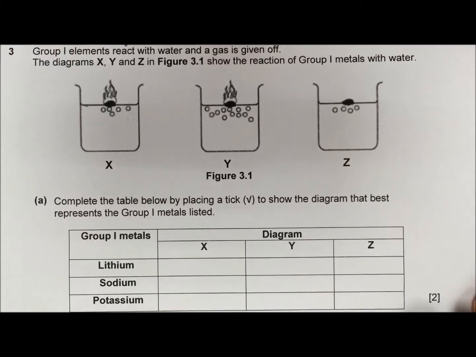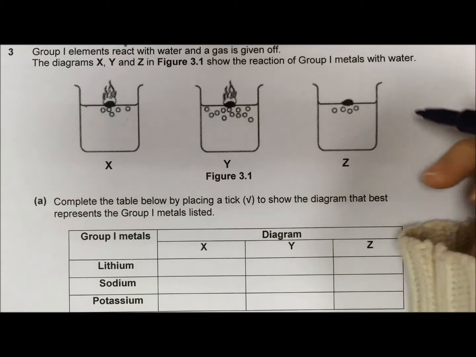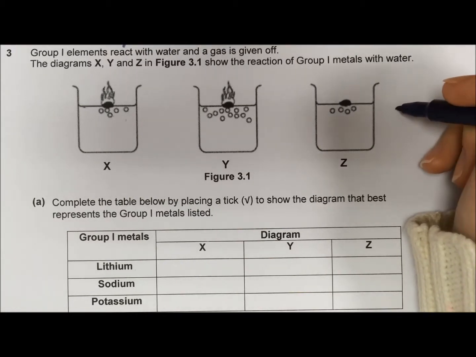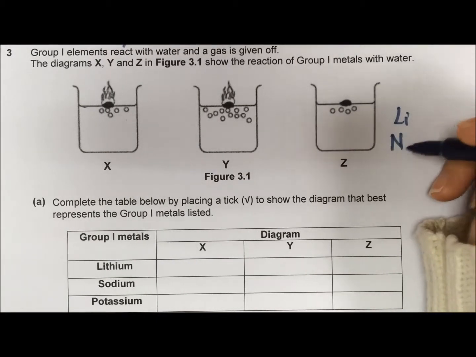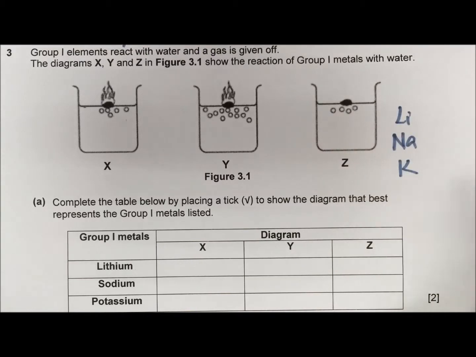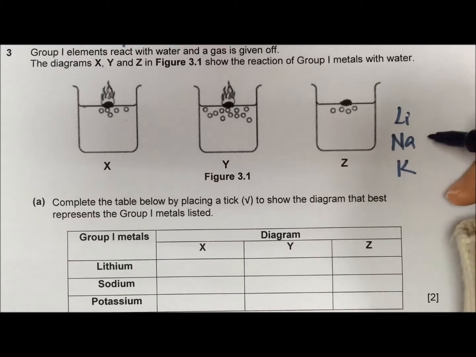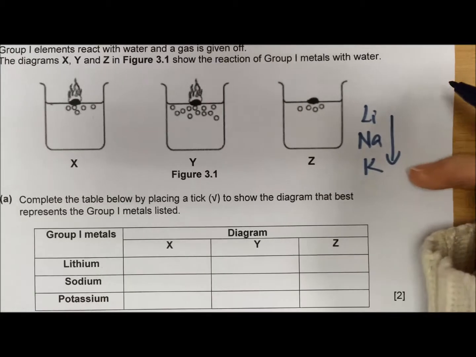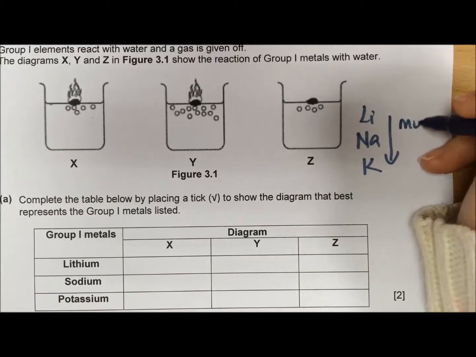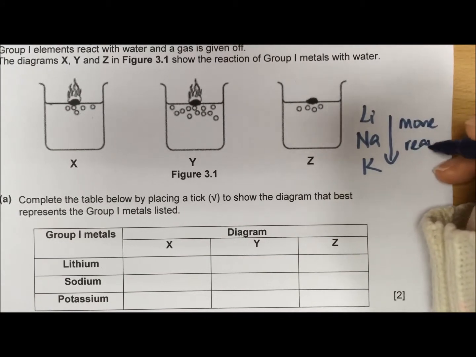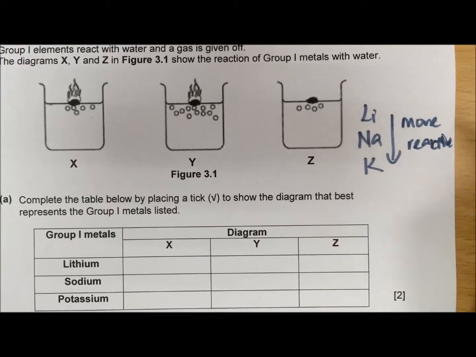Okay, for question 3, they show you 3 diagrams with the reaction talking about group 1. Group 1 is lithium, sodium, potassium. Remember that as we go down the group, it gets more and more reactive. Which means that potassium is a lot more reactive than lithium.